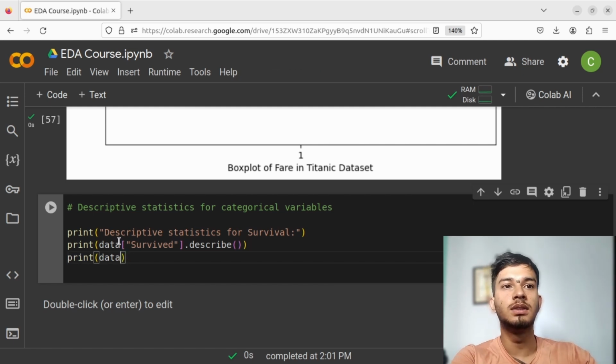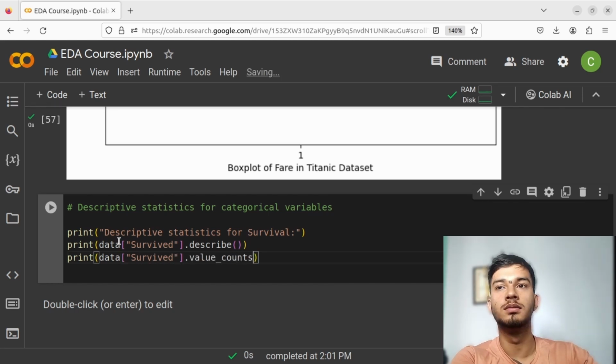So now I will write data, and in this I will give survived, and I will give value_counts.